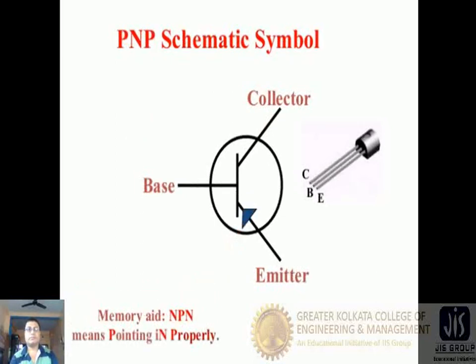It is a PNP transistor. Here you can see this is the important thing: in the NPN transistor the arrow is pointing in properly. So in this way we can identify and distinguish the NPN and PNP transistors. So that's for today.